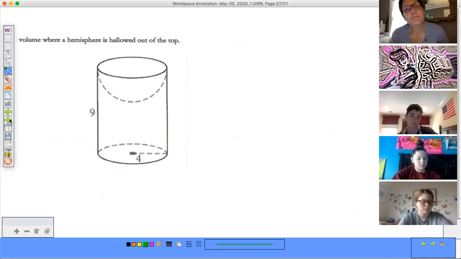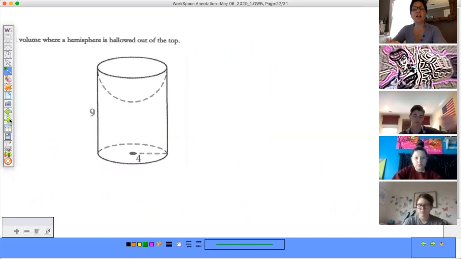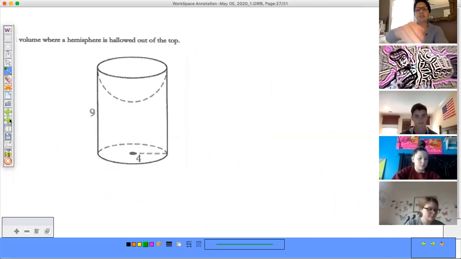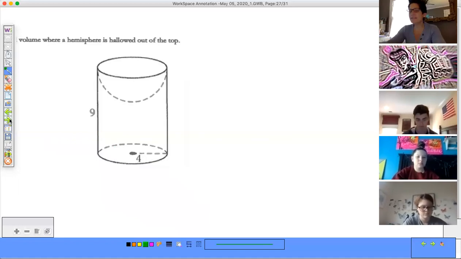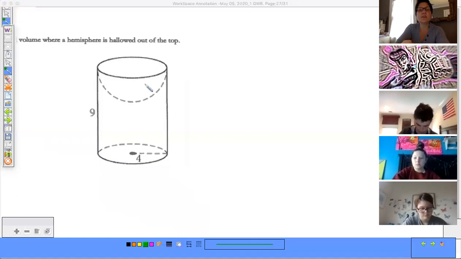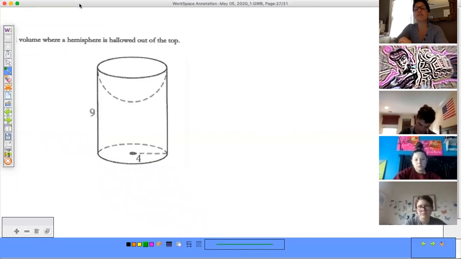What do you see? It says the hemisphere is hollowed out of the top. So just imagine that we hollowed out that top part right there, and we want to find out what the volume of this thing is. What does this piece here represent? What does it look like it's part of? This shape right here that we cut out is a sphere. It looks like it's half of a sphere, doesn't it?